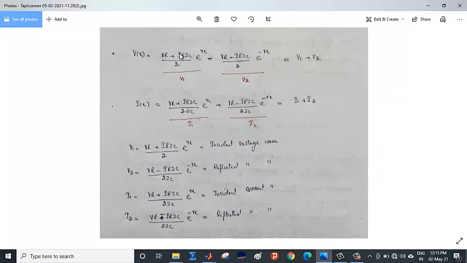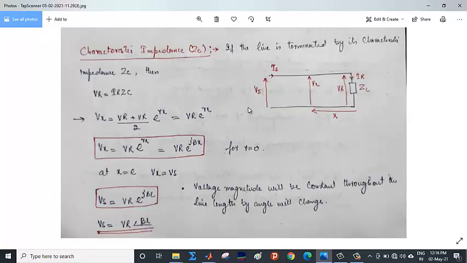Now from this equation you can see this IR ZC is equal to VR. That means this Vx will be equal to VR plus VR divided by 2 e raised power gamma x plus, this is VR, this is VR, this term will be 0. This term will be 0. Similarly, Ix will be equal to VR plus VR divided by twice ZC into e raised power gamma x plus IR minus IR ZC divided by twice ZC. This term will again be equal to 0.